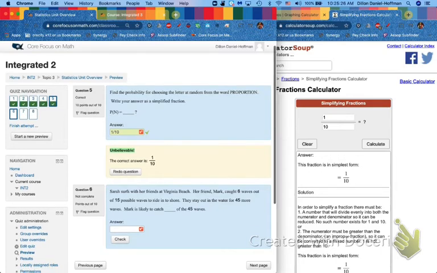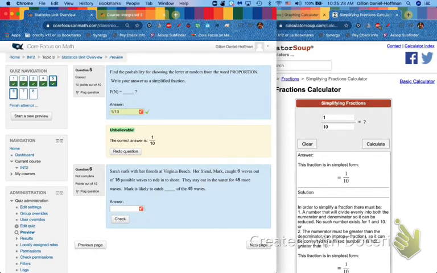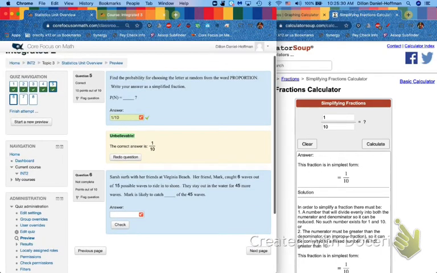Number 6. Sarah surfs with her friends at Virginia Beach. Her friend Mark caught 6 waves out of 15 possible waves to ride into shore. That's pretty good. 6 out of 15. They stay out in the water for 45 more waves. Mark is likely to catch blank of the 45 waves.